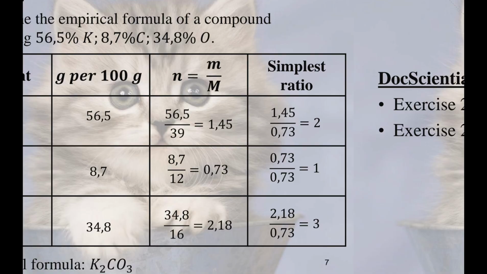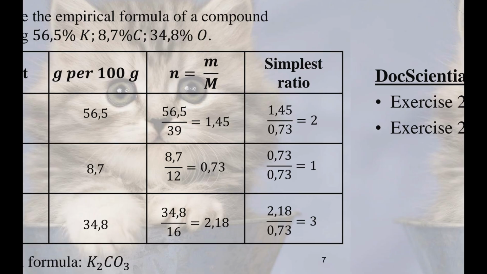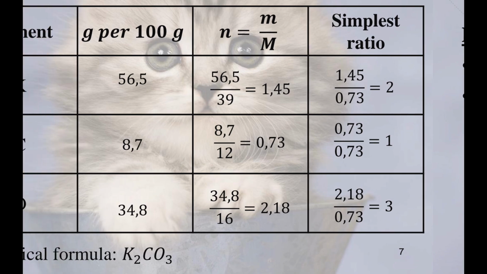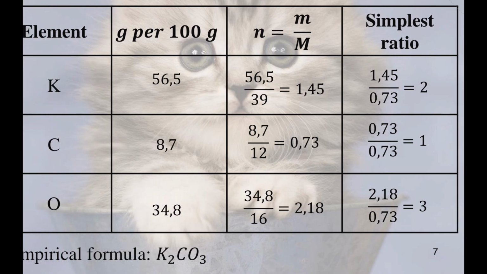Now we're going to apply the most frequently used formula, n equals small letter m divided by bigger capital letter M, which calculates the number of moles. Then you calculate the number of moles by dividing the mass by the molar mass, and then you get the number of moles.